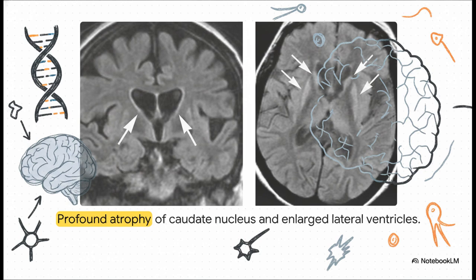Well, looking right here, it's devastating. You can clearly see the profound atrophy of the head of the caudate nucleus. Because the caudate forms the lateral margin of the lateral ventricles, when it gets physically destroyed and shrinks away, it leads directly to the massive ventricle enlargement you're seeing right in front of you.